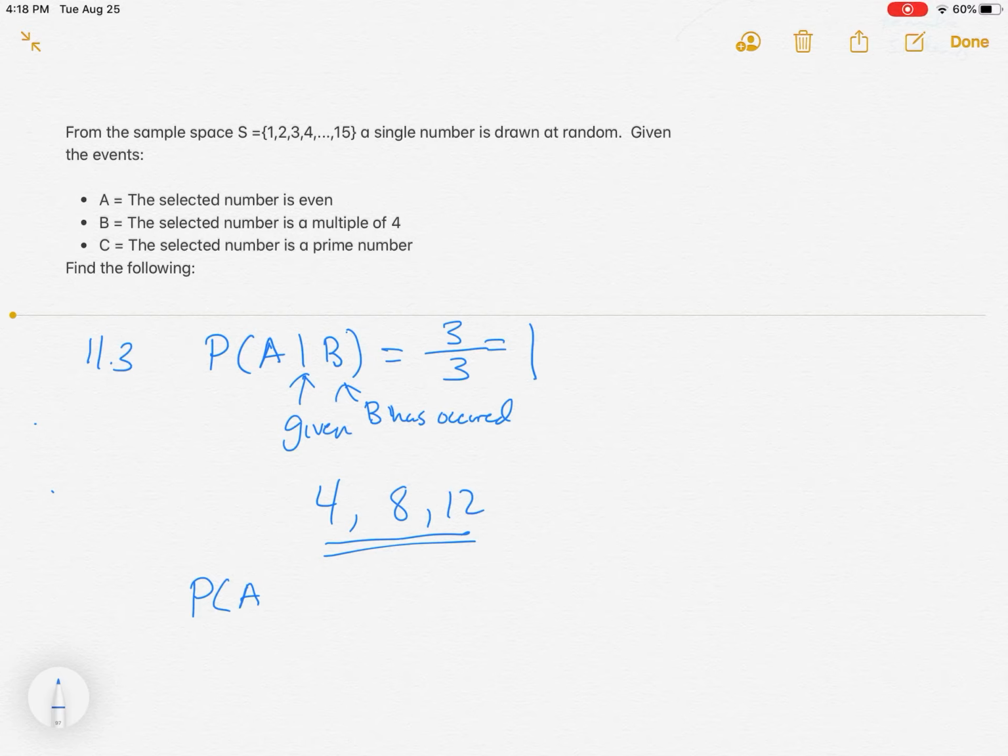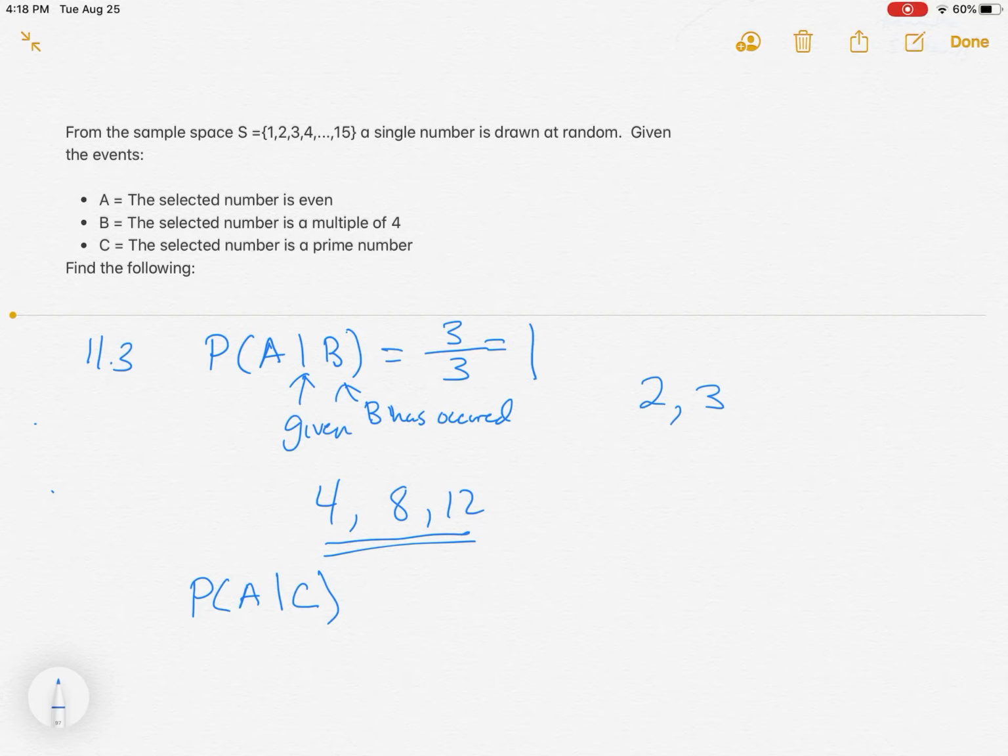What about something like this? A given C. Now C is a prime number. I don't know if you remember prime numbers. We will look at them in our class at some point, I think at the very end. 2 is the first prime number. A prime number can't be broken down to anything other than 1 times itself. So 2's like that. 1's not considered prime at all, nor is it considered composite. It messes things up, so we just leave it off to the side.